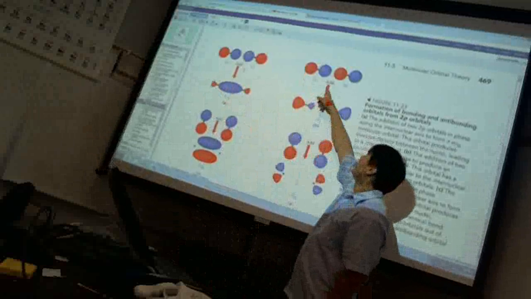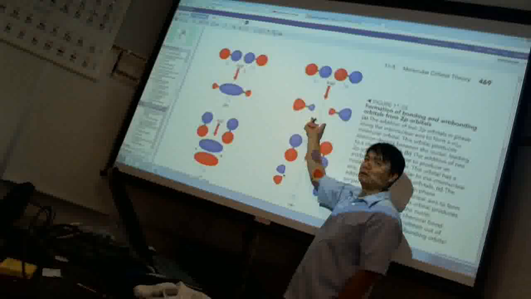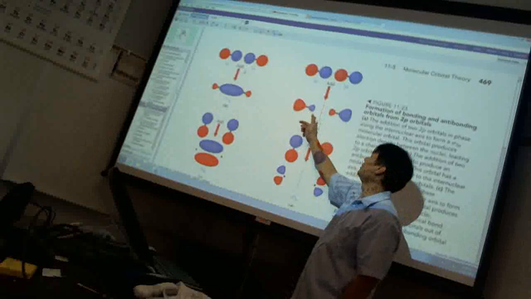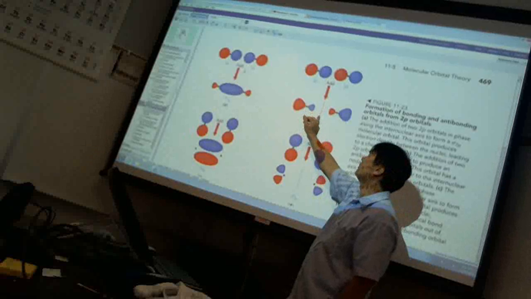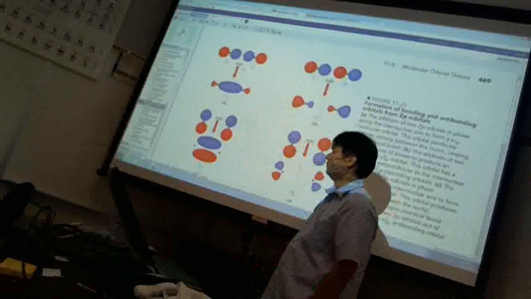However, if we do positive amplitude, negative amplitude, we get this construction. And so this is the out of phase one. And so this is the anti-bonding. So for every bonding, we also form an anti-bonding depending on how we mix it.